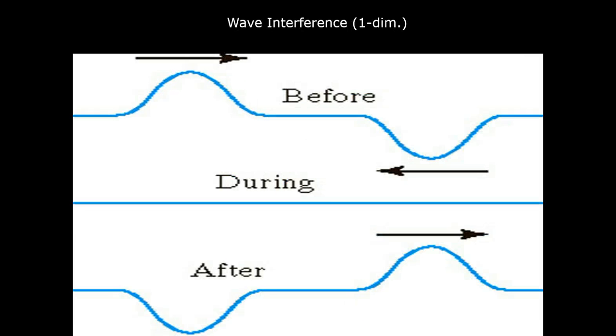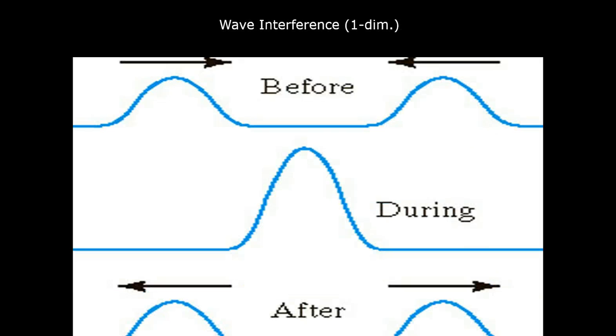Here's another one. Now the wave pulses have the same shape, except one is positive, one is negative. You can see one's moving to the right, one's moving to the left. So when they interfere, what does it look like? It looks like they disappeared, right? But did they really disappear? No, because the after shows that the one that's moving to the right just keeps moving to the right. The other one keeps moving to the left. That's all there is to it.